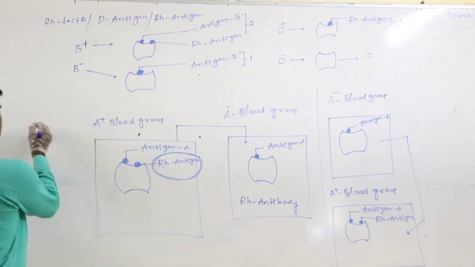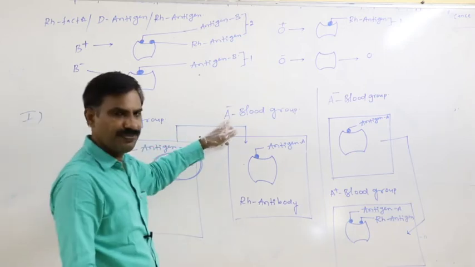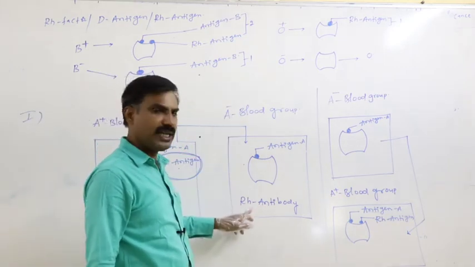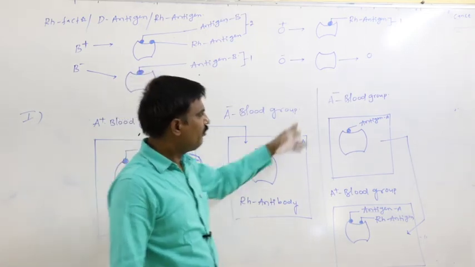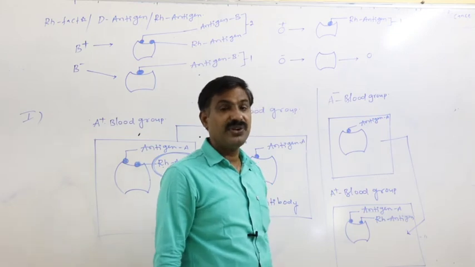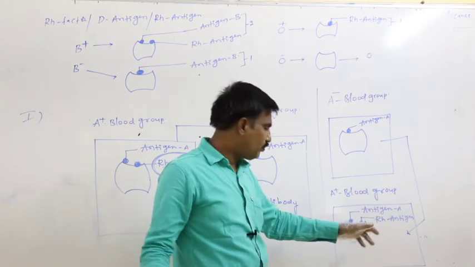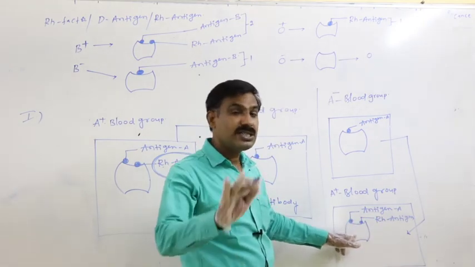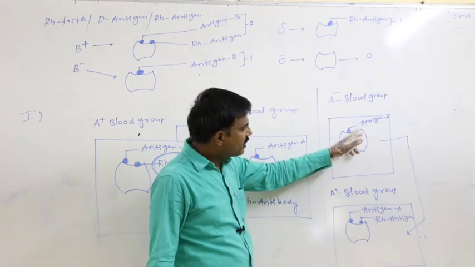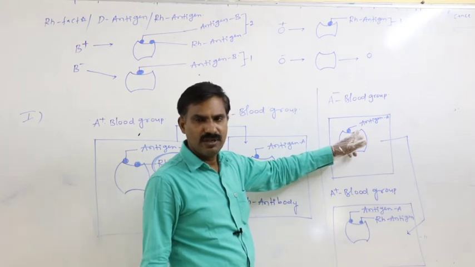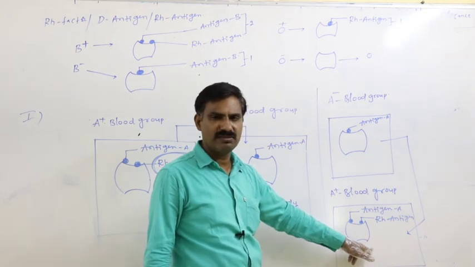In the first case, if we transfer the blood from positive to negative, in the negative person's body Rh antibodies are produced against the Rh antigen. But in the reverse case, if we transfer the blood from A negative into A positive, then in the positive body Rh antibody production does not take place, because here Rh antigen is not present. Rh antigen is not transferred into the Rh positive person's body.